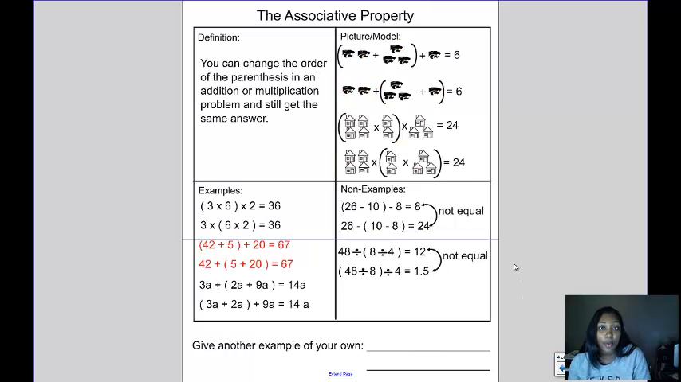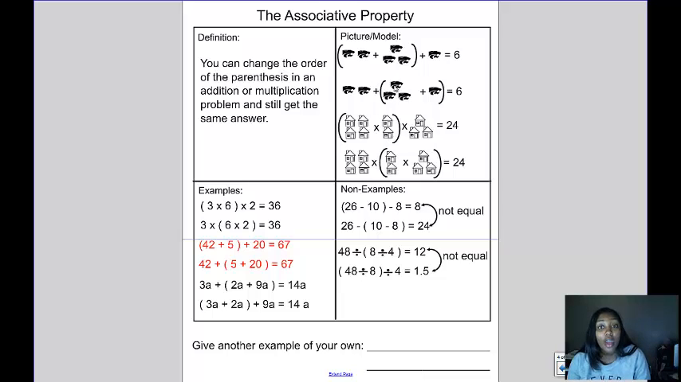The next property is the associative property. And the definition is you can change the order of the parentheses in an addition or multiplication problem and still get the same answer. So right now I have our symbol, our cougar. So I have 2 cougars plus 3 cougars in parentheses plus 1 cougar. So first I'll do what's in parentheses, and that will give me 3 plus 2, which is 5. And then I'll add 1 more, and that gives me 6.